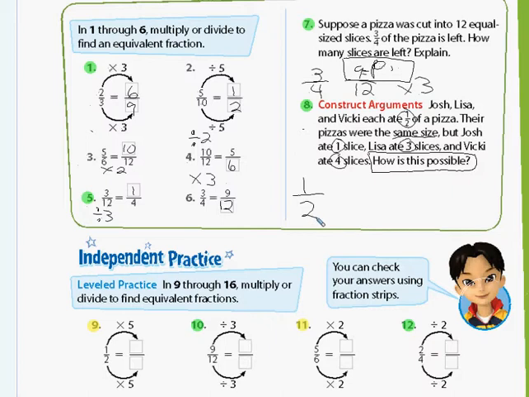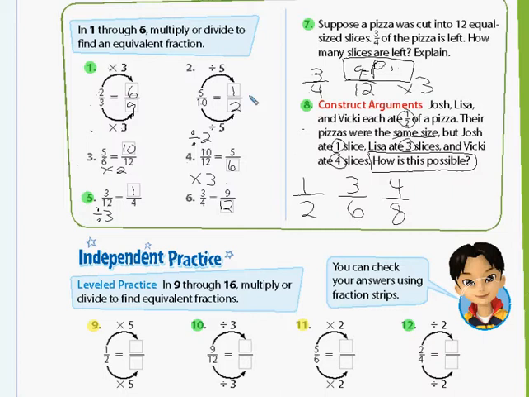On the next one, Lisa ate 3 slices. That's telling me that the pizza was cut into 6 equal pieces. And Vicky ate 4 slices. And that's telling me that her pizza was cut into 8 equal pieces, 8 equal slices. The reason I know that is they say that each of them ate half their pizza, and we already talked about fractions that are equivalent to a half. So that's how we know how many pieces the pizza was actually cut into.